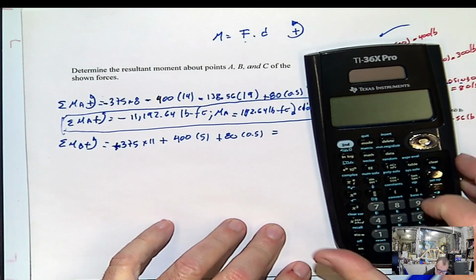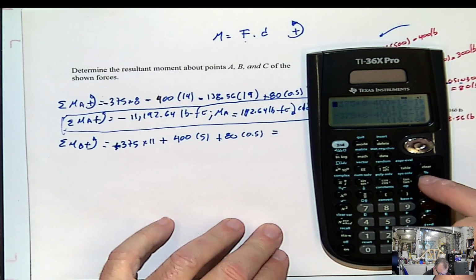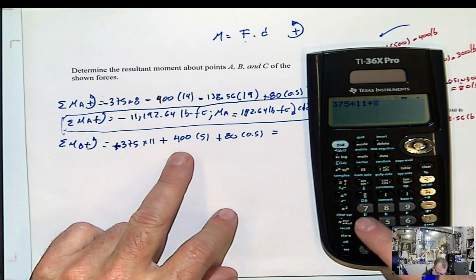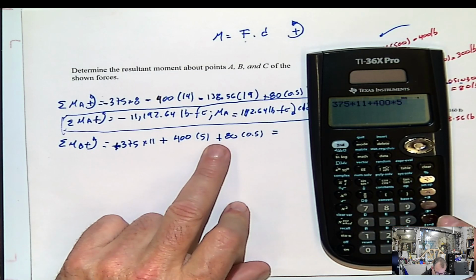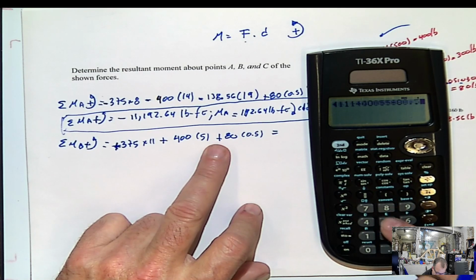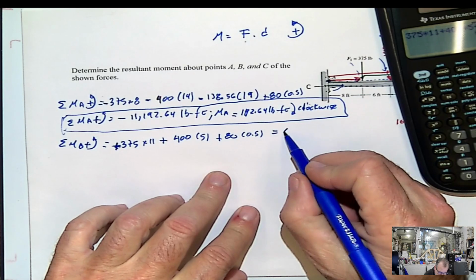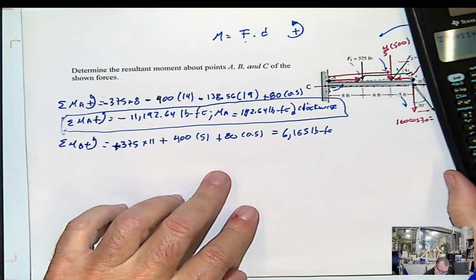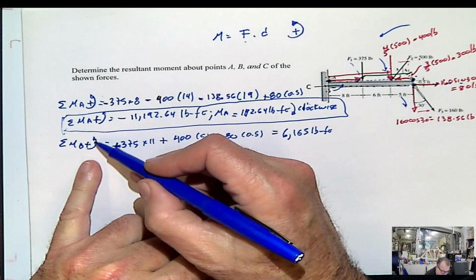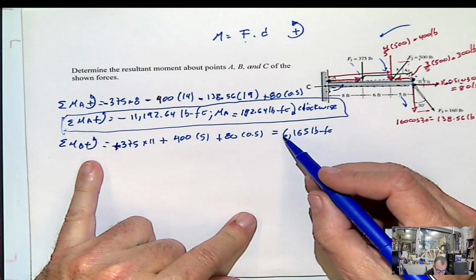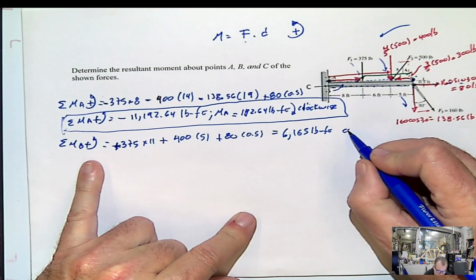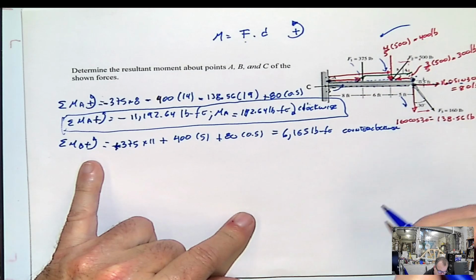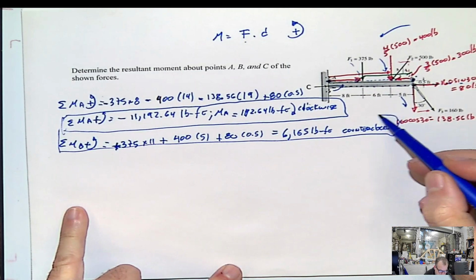Meaning a resultant moment will be just the summation of all of these things here. 375 times 11 plus 400 times 5 plus 80 times 0.5, and then you get 6,165 pounds per foot. And I assume counterclockwise as positive, and I get a positive result. That means that will be counterclockwise, the rotation. And that will be the second answer.